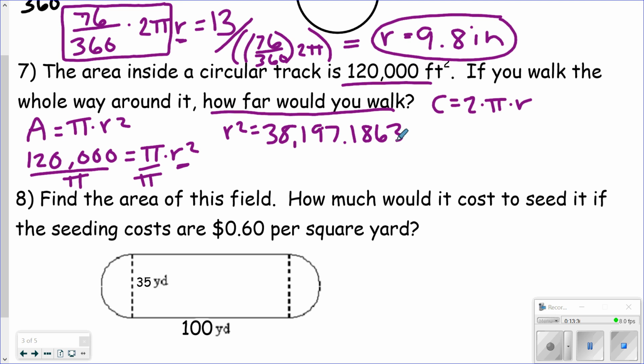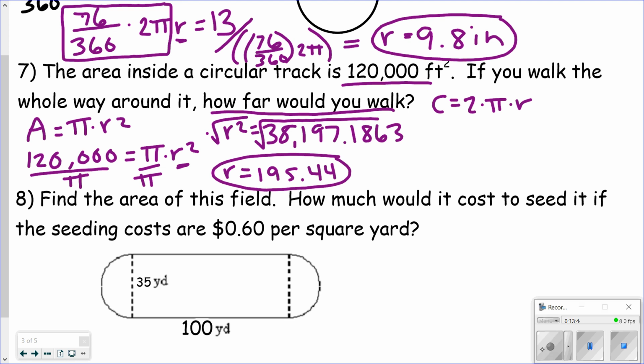But I don't care about r squared, I care about r. So I need to take the square root of each side, and I end up getting that r is approximately 195.44. But we're not done because the question didn't ask what is the radius, it asked what is the circumference. So now I know that circumference is equal to 2 times pi times our radius, which we said was 195.44, and if we plug this into our calculator, we get 1,227.99 feet.